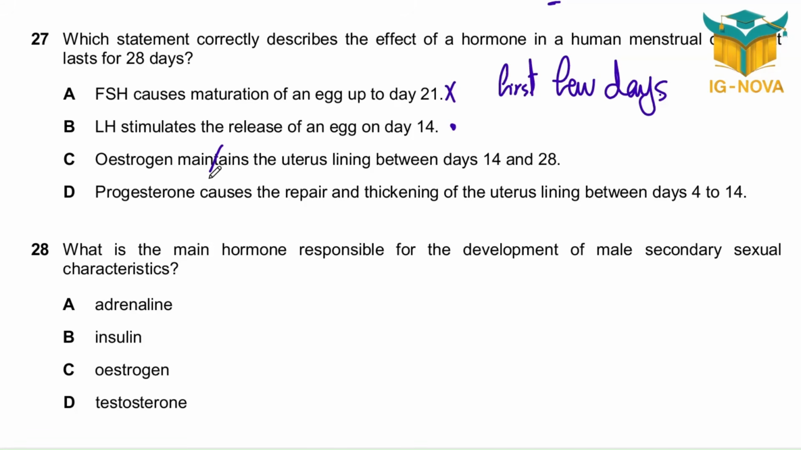Estrogen maintains? It doesn't maintain, it increases. It maintains together with progesterone. Progesterone causes a repair? It doesn't repair, it maintains after being repaired by estrogen. So option B. In vocab: estrogen to repair, progesterone to maintain the uterus lining, FSH maturation in the first few days, LH ovulation, sharp if the cycle is typical, sharp on day 14.